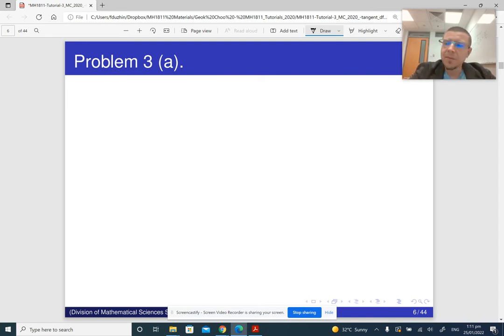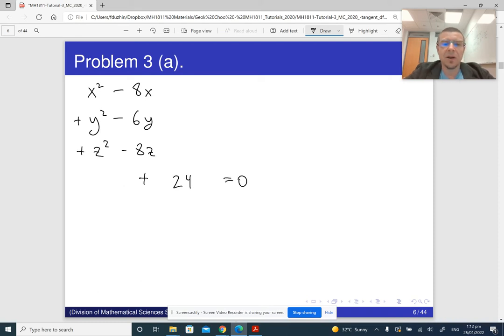So the equation in part A looks like this. So x squared, I'm going to rearrange the terms a little bit. So minus 8x plus y squared minus 6y plus z squared minus 8z plus 24 is 0.